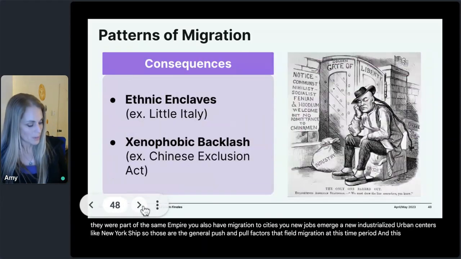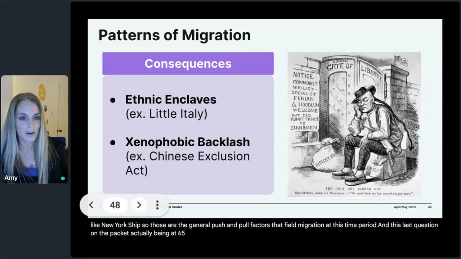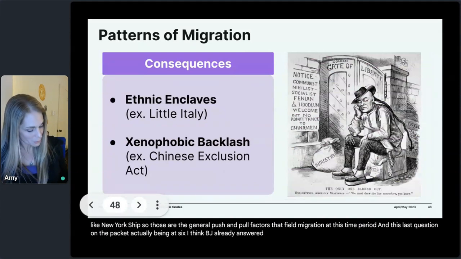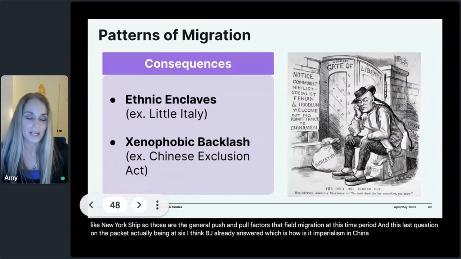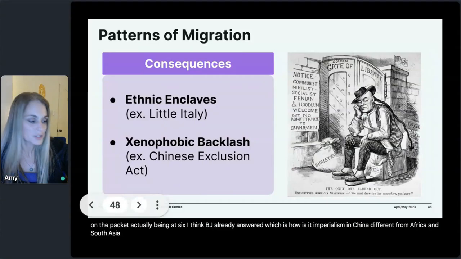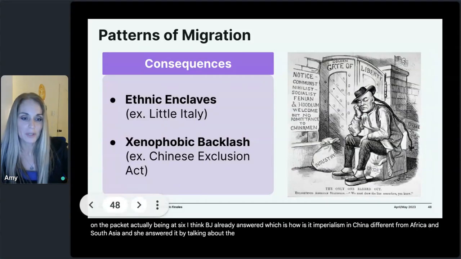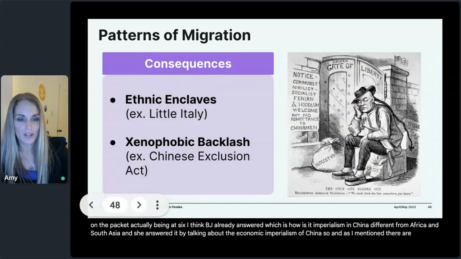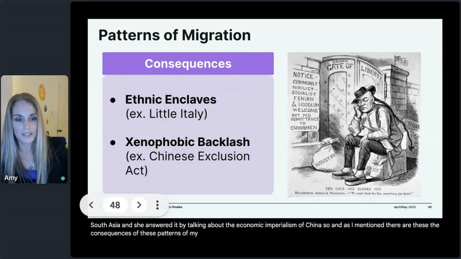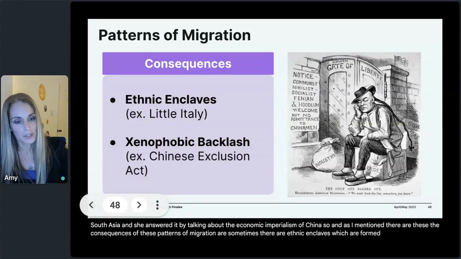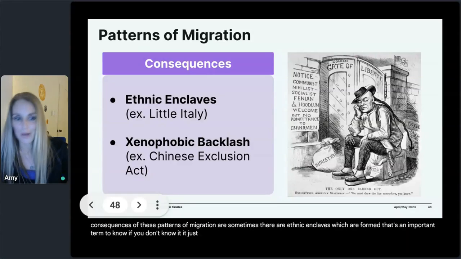And the last question on the packet for Unit 6, I think BJ already answered, which is how is imperialism in China different from Africa and South Asia? He answered it by talking about the economic imperialism of China. And as I mentioned, a consequence of these patterns of migration is sometimes ethnic enclaves are formed. That's an important term to know. If you don't know it, just know it.